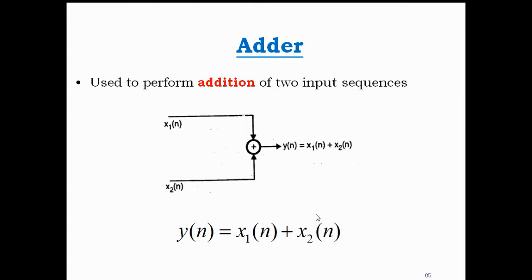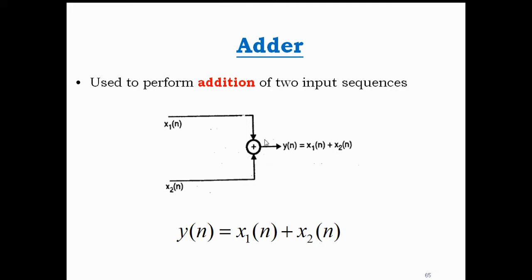So let us start with the first one. As we have listed different types of processors, the adder is the first one. It is quite logical that it is useful to perform addition of two input sequences. In the image, you can see x1 is the first signal and x2 is the second signal. Both are discrete time signals, x1 of n and x2 of n, and if we would like to add both signals, we use a simple symbol called an adder.